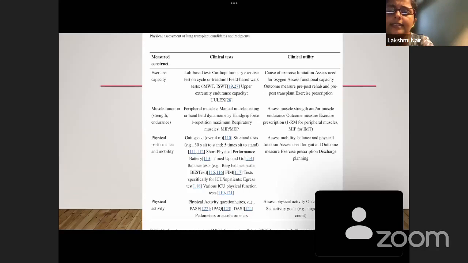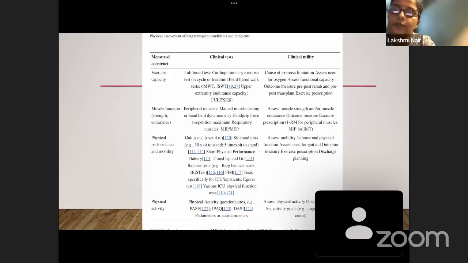So we need to assess the exercise capacity. There are lab-based tests, the CPET machine. You can use the simpler 6-minute walk test or the shuttle walking test. We need to assess exercise capacity, muscle function, physical performance, and physical activity.